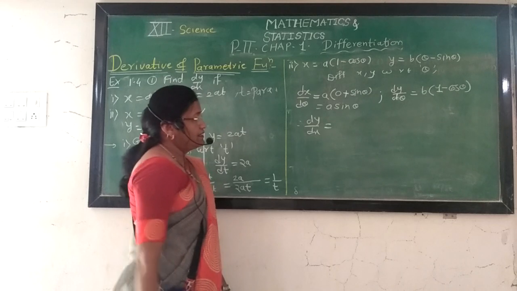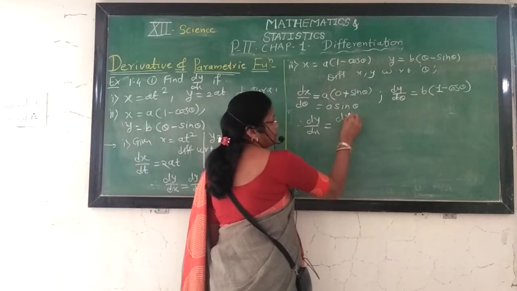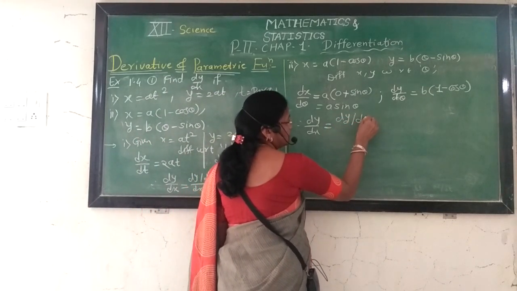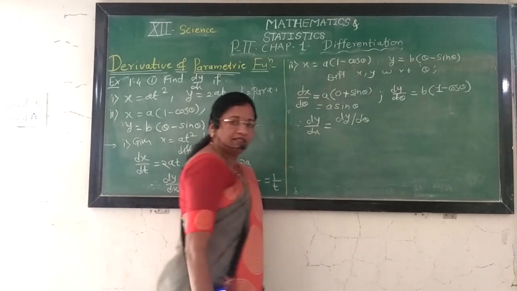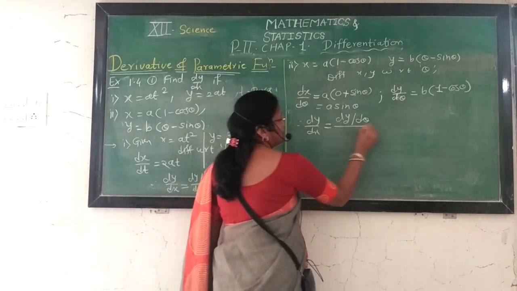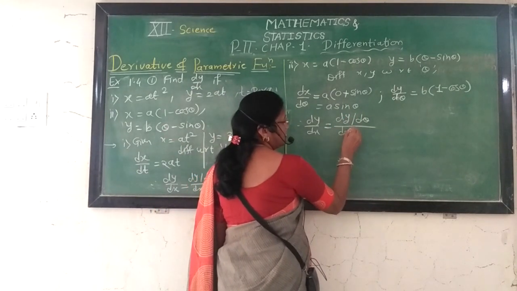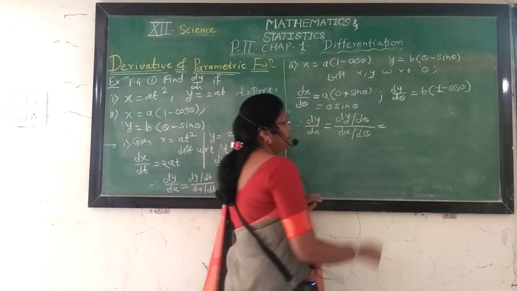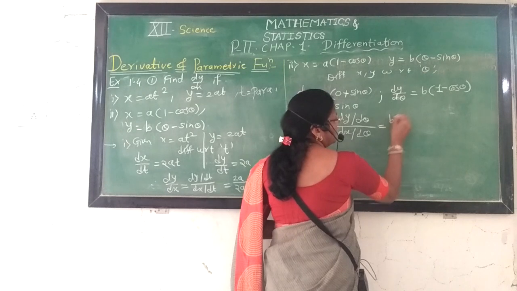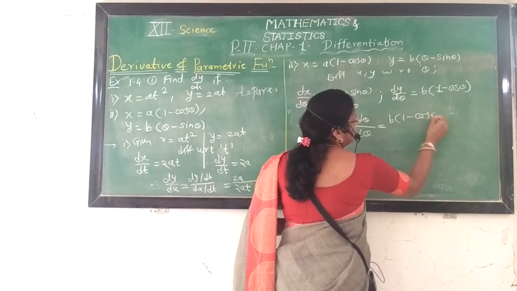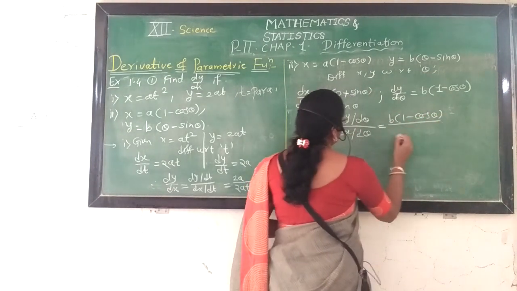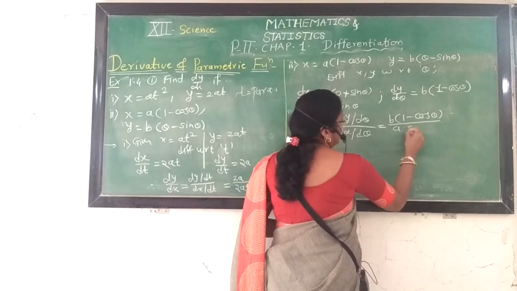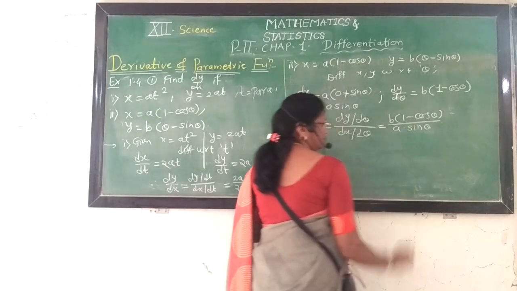So dy by dx, by the definition of the derivative of a parametric function, as the parameter is theta, is equal to dy by d theta upon dx by d theta. Now we take the values of dy by d theta, b into 1 minus cos theta, and here a into sin theta.